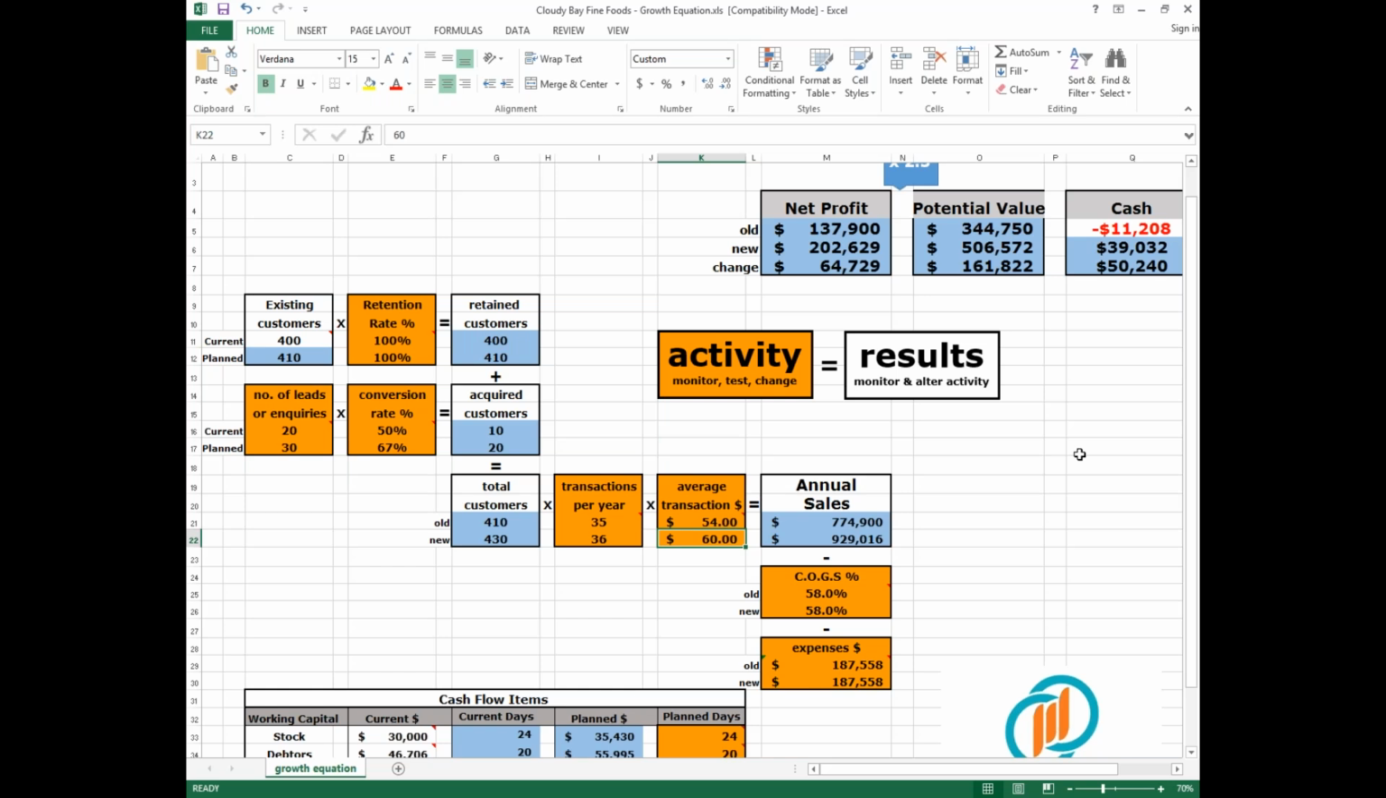Well, people think it's realistic, which is a positive sign. Good. So once we've gotten to the sales numbers, we then start to have a look at the cost side of the business.